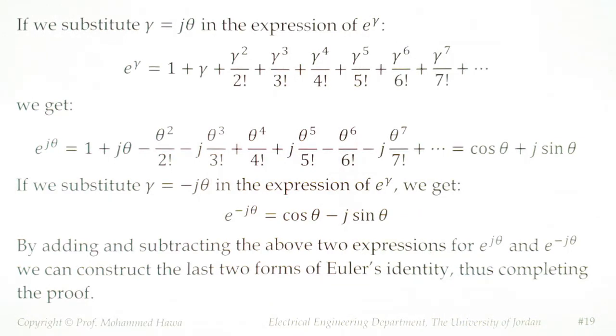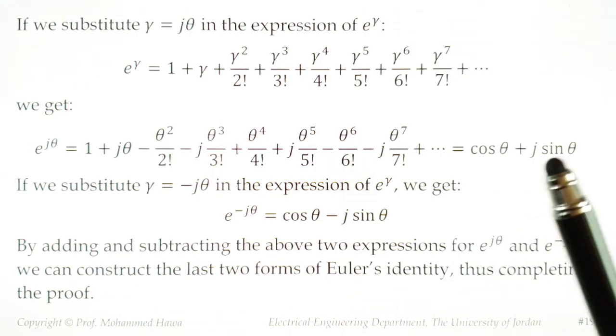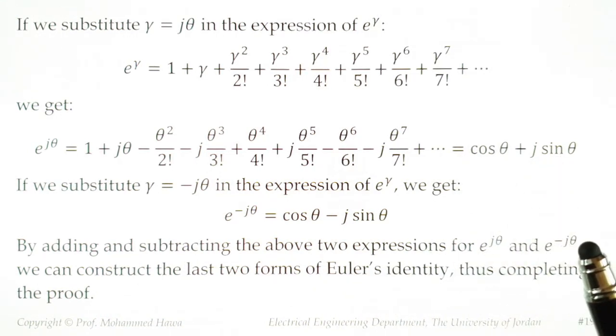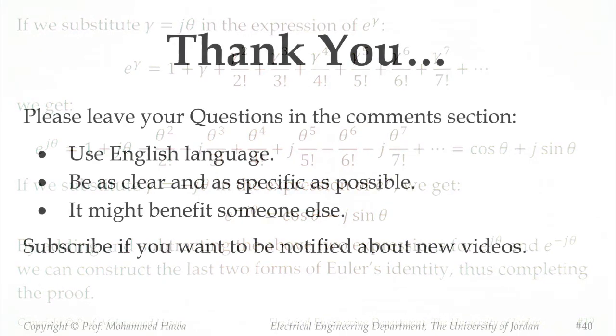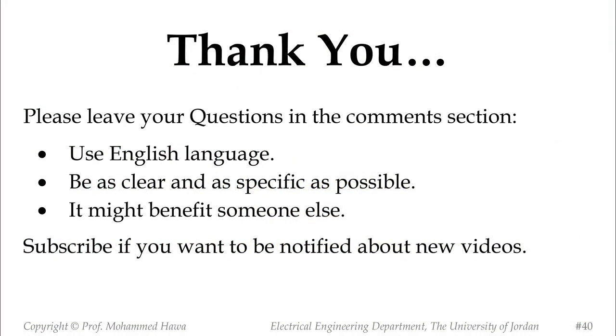If you want to prove the last two forms of Euler's identity, then try adding and subtracting the above two expressions for e to j theta, which is this, and e to minus j theta, which is this. You will easily obtain the last two forms of Euler's identity. But more important than the proof is using this Euler's identity to our advantage, which I'm going to do in the second part of this video about complex numbers, where I'm going to define the exponential and polar forms for complex numbers.